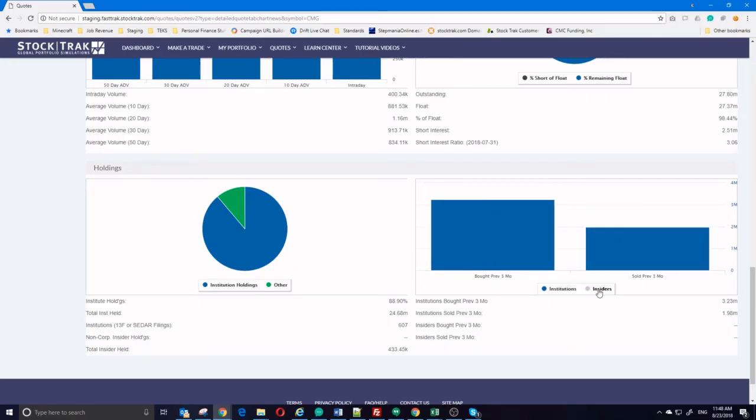You can also compare this with the insiders. So insiders is people who are inside the company. They've been buying back a lot of their own stock.